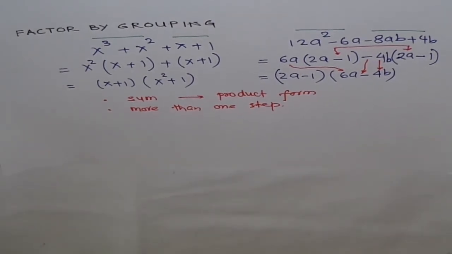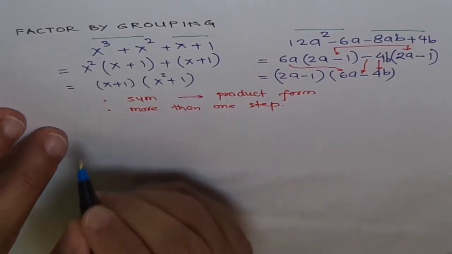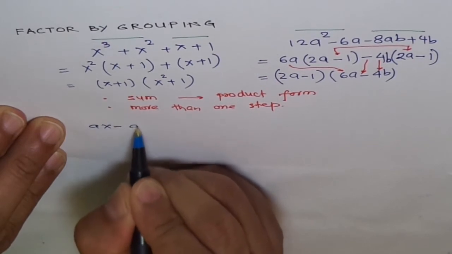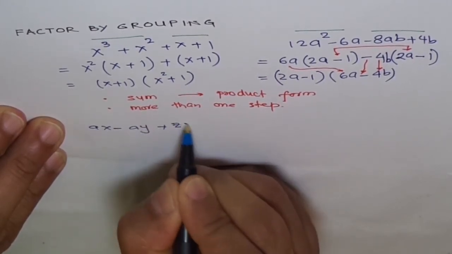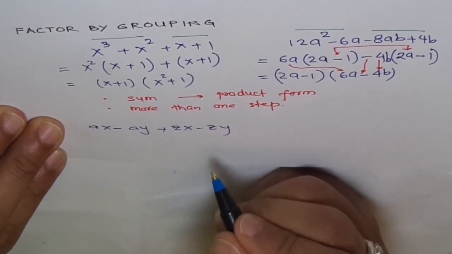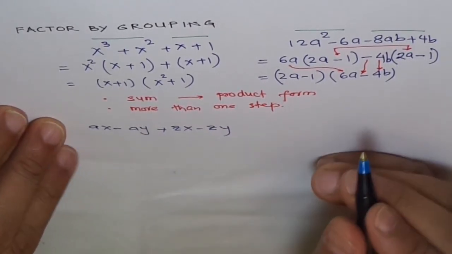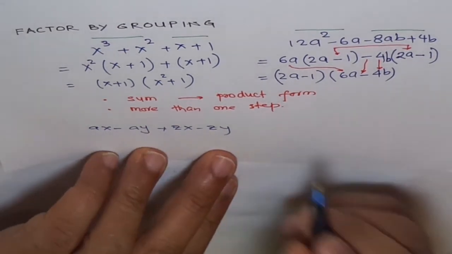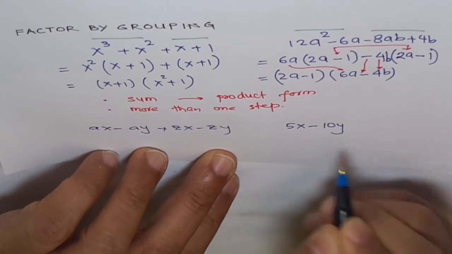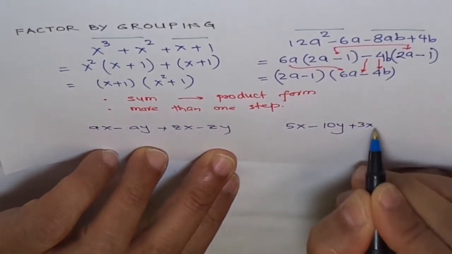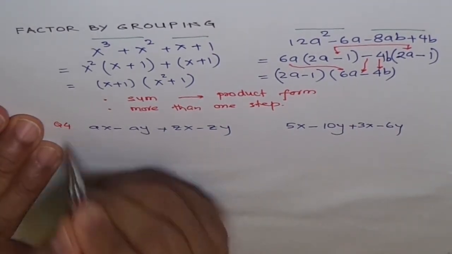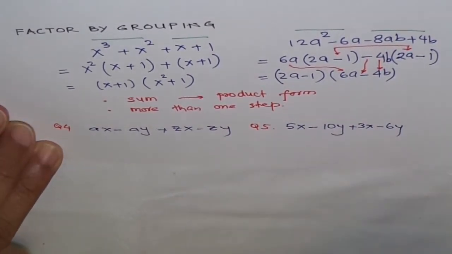Try some examples on your own. Let me give you some examples here also. You can try this. ax minus ay plus zx minus zy. You see a pattern, so you can group very easily and then figure out what do you get after factoring. Last example, 5x minus 10y plus 3x minus 6y. So that becomes question 4 for you, and this is question 5.